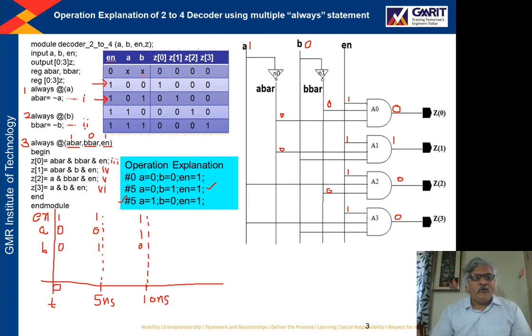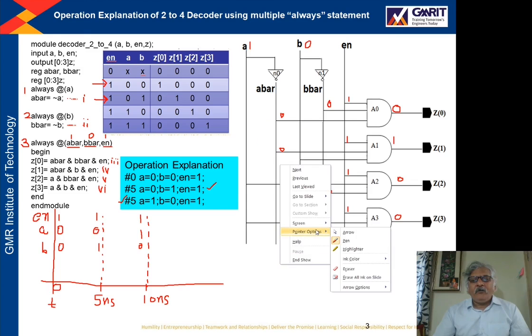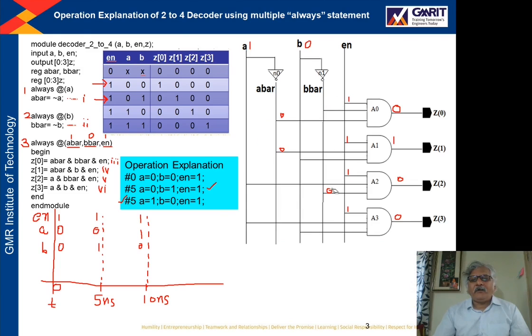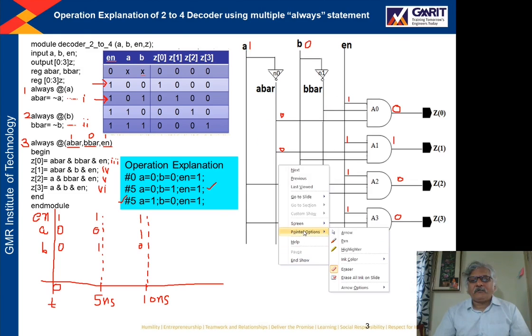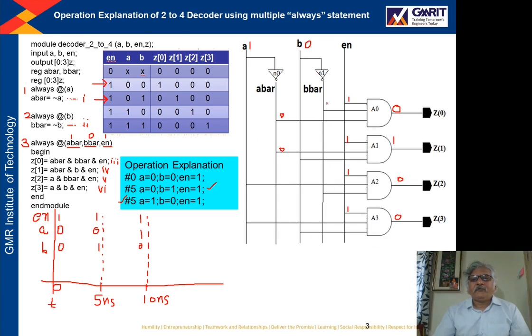And due to statement 2, not b will be assigned to b bar. So at 10ns, what is the value of b? Value of b is 0. So b bar will become 1. So due to statement number 2, b bar will become 1. So this is b bar and this is b bar. Okay. So this is 1 and this is 1. Okay.